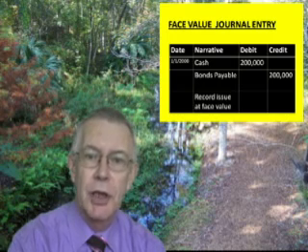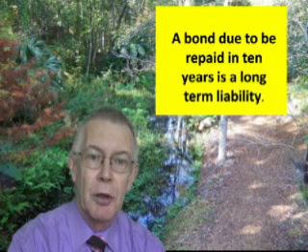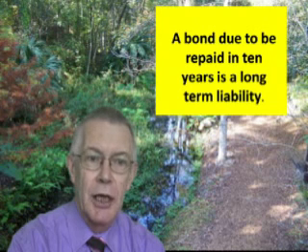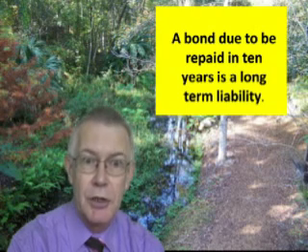Like all entries for transactions, there will be debits and credits. Clearly, the money received for the sale will be a debit. It adds to the assets of the corporation. The second part of the double entry will be to record the liability of the repayment of the bonds. Since the bonds are to be repaid in 10 years' time, this will be regarded as a long-term liability and will appear as such on the financial statements.